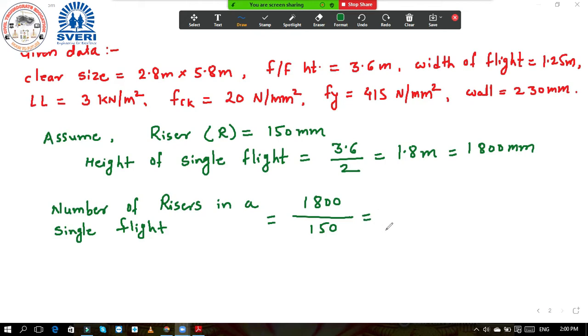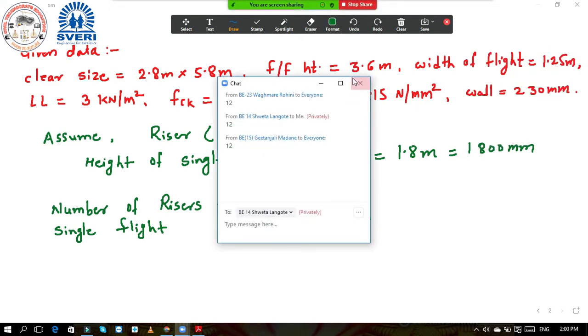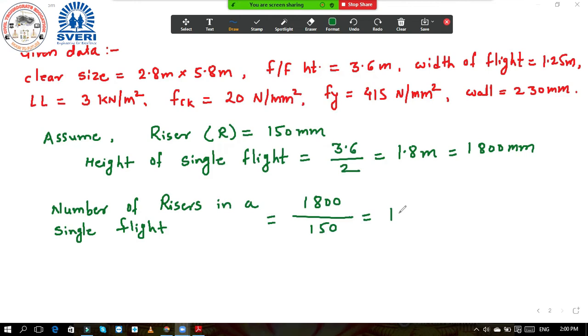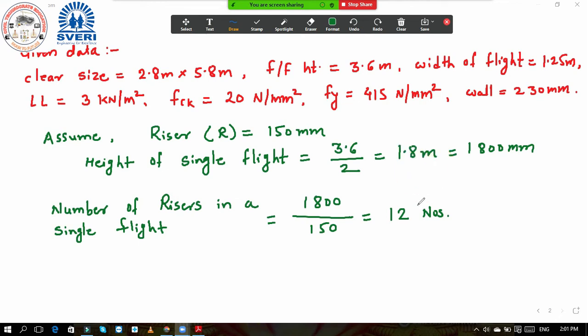now calculate this. What is the answer? I don't have the calculator, please calculate it. 1800 divided by 150. Okay, so the answer is 12. So how many risers are there? 12. Okay, and also remember one thing, in a single flight the maximum number of steps a stair should contain is 12. In a single flight it should not be more than 12, as per the IS code. So these are the number of risers.